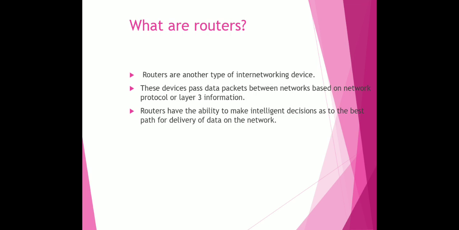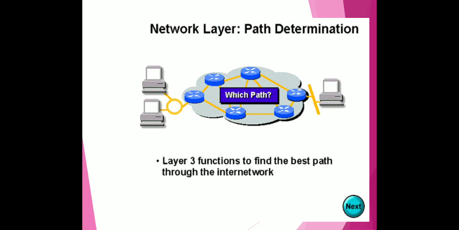What are routers? Routers are another type of networking device. These devices pass data packets between networks based on network protocol or layer 3 information. Routers have the ability to make intelligent decisions as to the best path for delivery of data on the network.